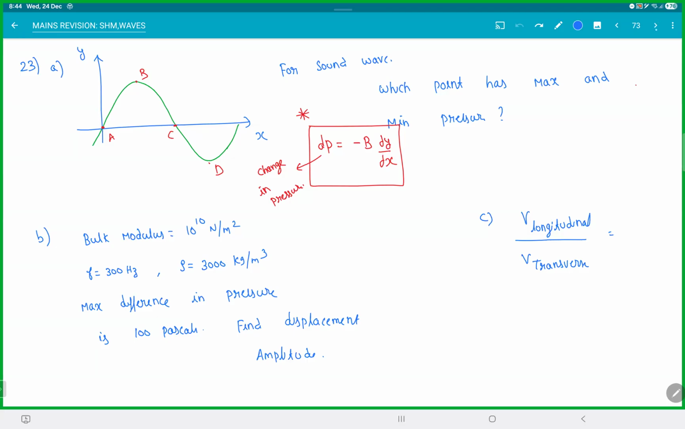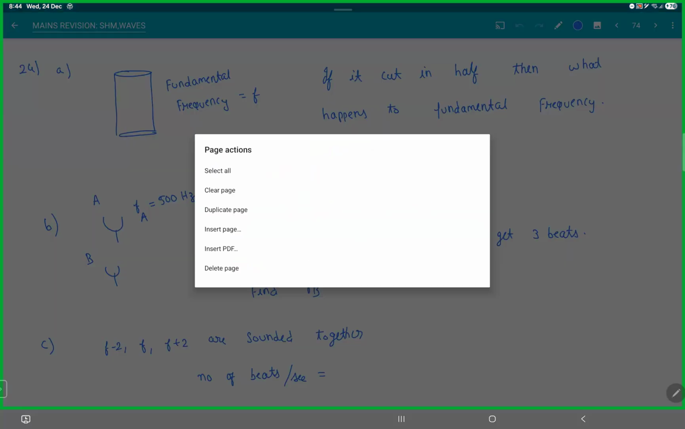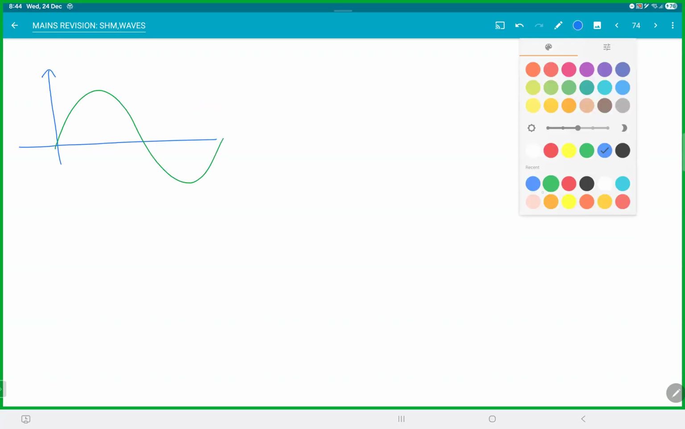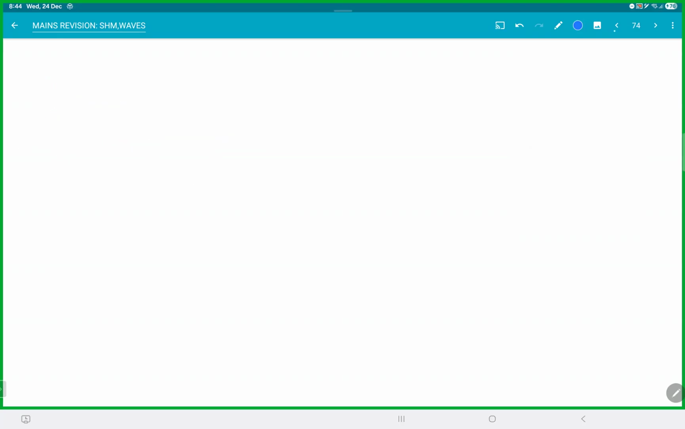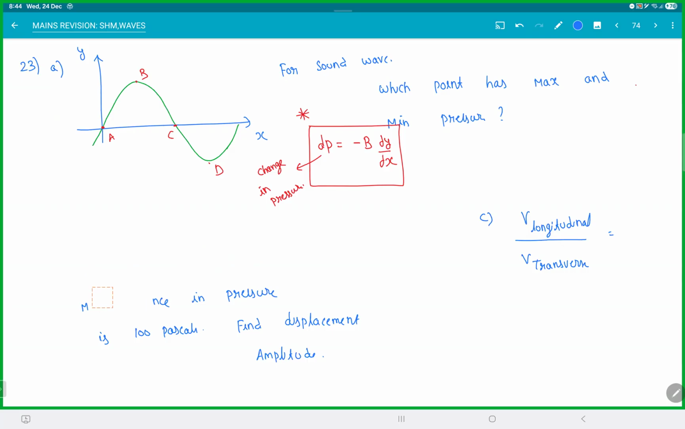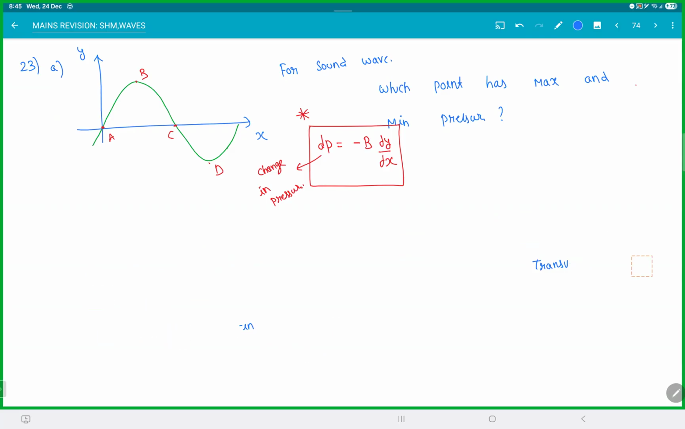Let me explain this. See, in that graph, now look at the formula here. dP is minus bulk modulus dou y by dou x. So dP gives you the change in pressure at a point.